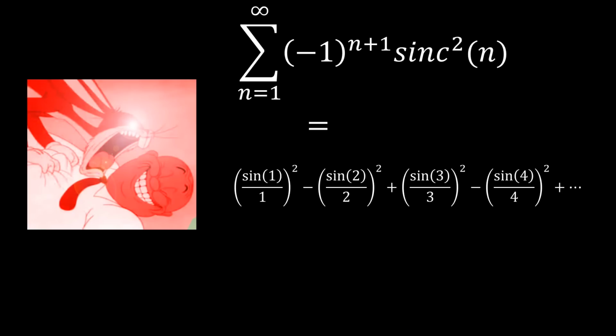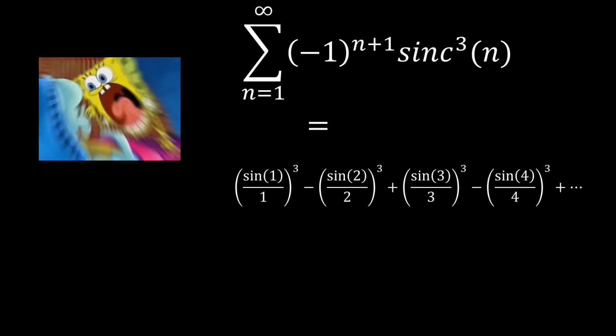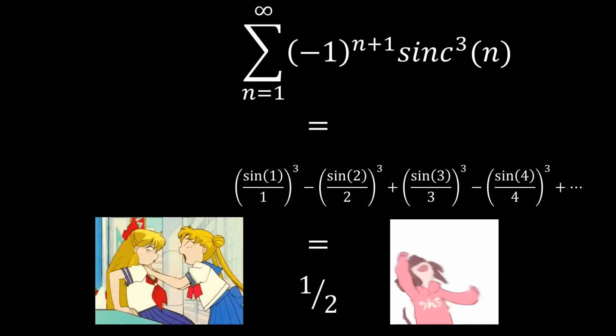But you know the drill. What if I'm a maniac and just square everything? Yep, I get 1/2 again. At this point, I hope you've given up on your sanity, because now I'm gonna cube everything. That's right, you might have heard of sine squared, but now I'm literally just going for sine cubed. So what could I possibly get? Yep, I get 1/2 yet again.